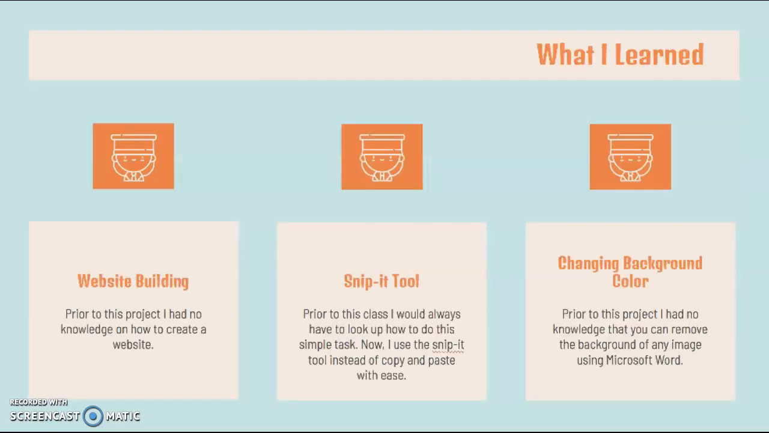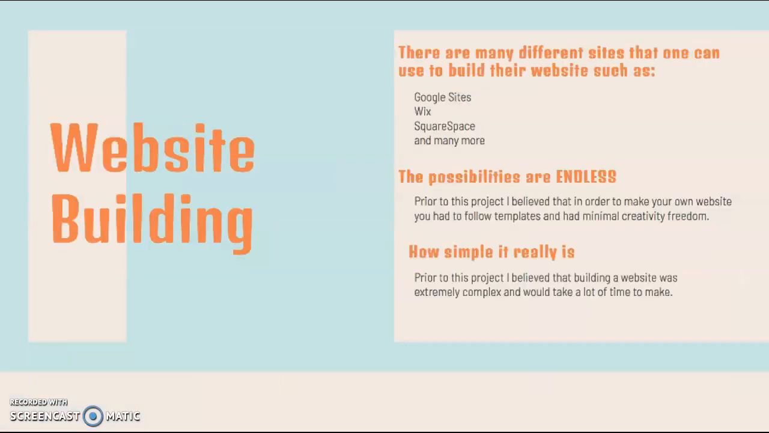What I learned was how to build a website, how to use the snippet tool, and how to change the background of an image. Website building was such a complex idea to me prior to this project. Now I have a good understanding of what it takes. I learned that there are many different sites that you could use to build your own website, such as Google Sites, Wix, Squarespace, and many more. The possibilities are endless. You have such creative freedom when creating your own website. I also had no idea how simple it really is.